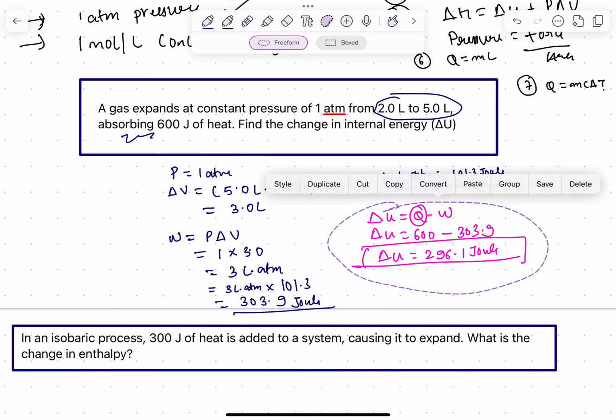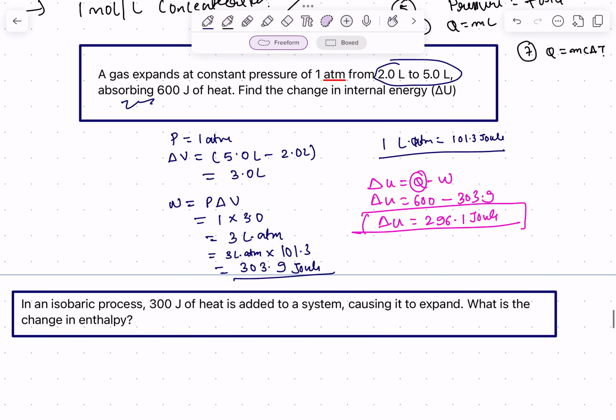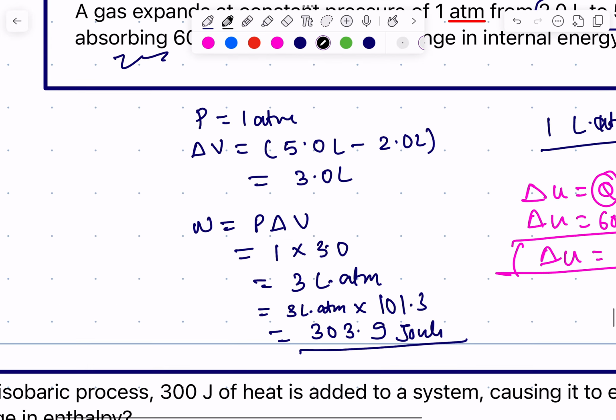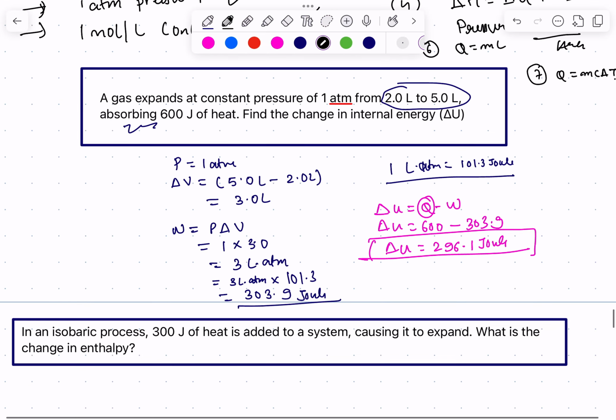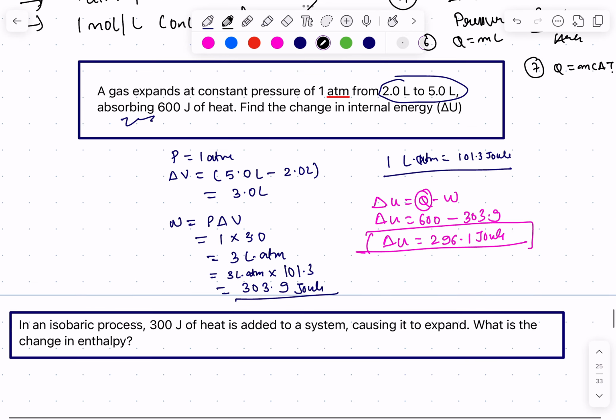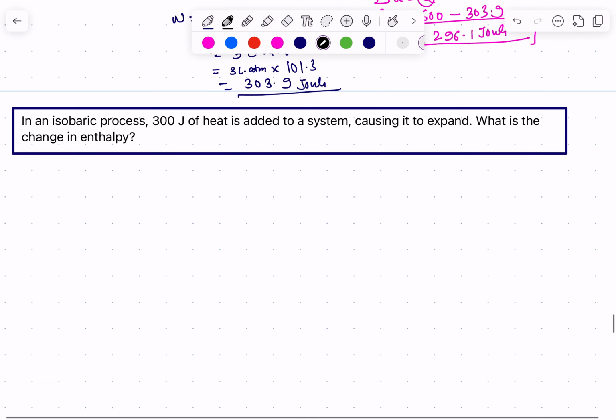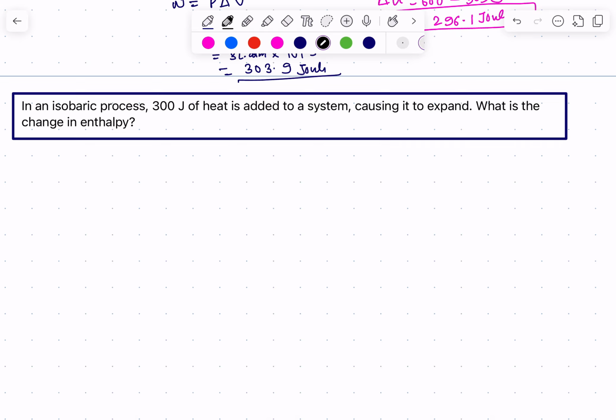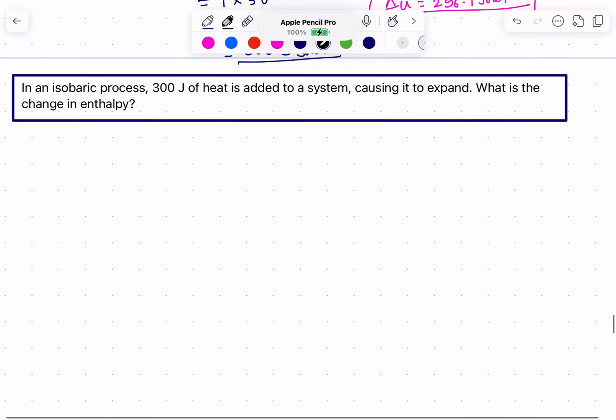Laiba? Yes, sir. Clear? Yeah. Perfect. Amina? Yes, sir. Is it clear? Yes, sir. Perfect. Thank you. All right, Jawad, please solve this question and give me the answer. All right, rest all of you, please solve the question quickly, and Jawad, give me the answer.